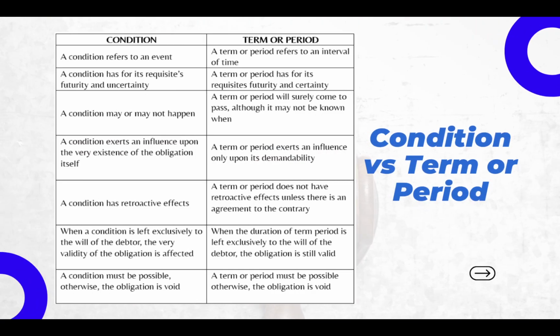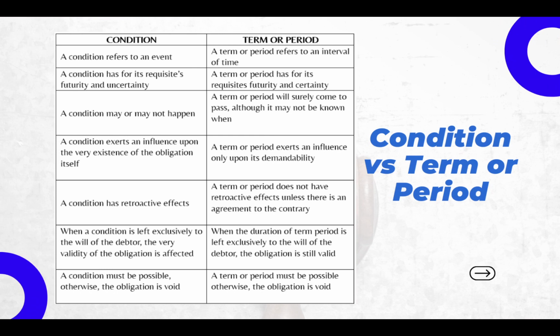Ano ang kaibahan ng condition sa term or period? Condition refers to an event. A term or period refers to an interval of time. Condition has for its requisites futurity and uncertainty. The term or period has for its requisites futurity and certainty. A condition may or may not happen. The term or period will surely come to pass, although it may not be known when. A condition exerts an influence upon the very existence of the obligation itself. A term or period exerts an influence only upon its demandability. A condition has retroactive effects. A term or period does not have retroactive effects unless there is an agreement to the contrary.